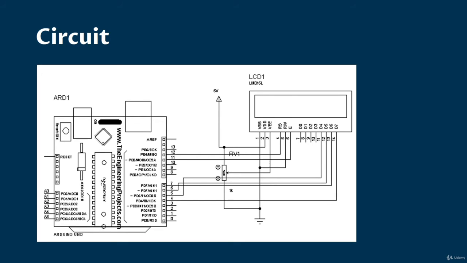Then there are these 4 pins, D4, D5, D6, D7. As I told you, I'll be using 4-bit mode. So D4 is connected to pin number 5, D5 is connected to 6, D6 is connected to 7, and I have made a random connection. So D7 is connected to pin number 4. I'll write the program that way. So let's make the connections first, then I'll show you the programming.